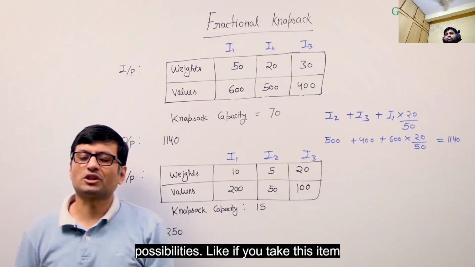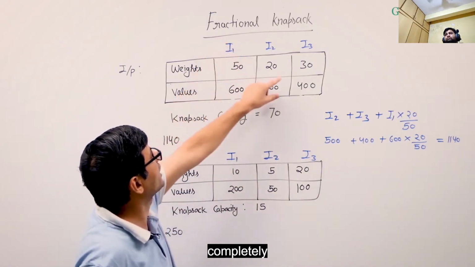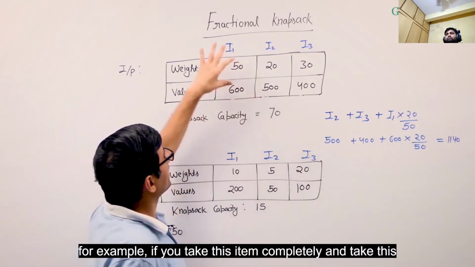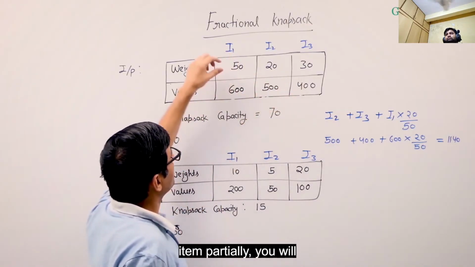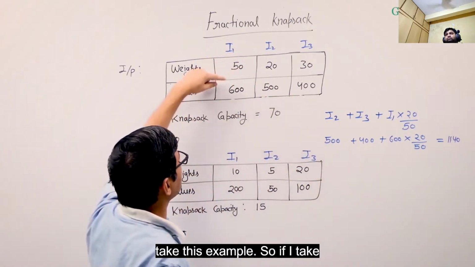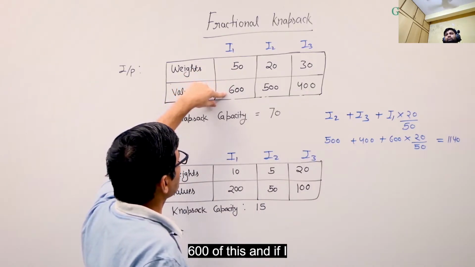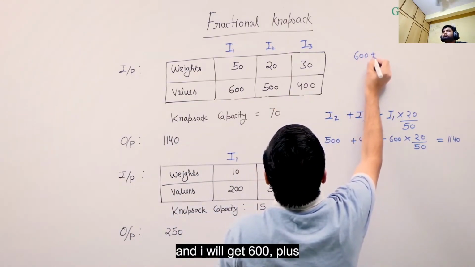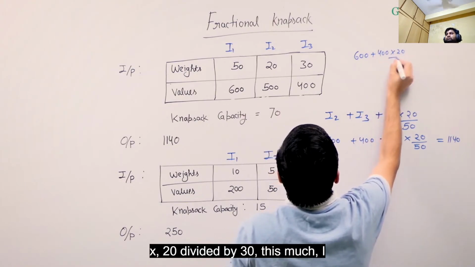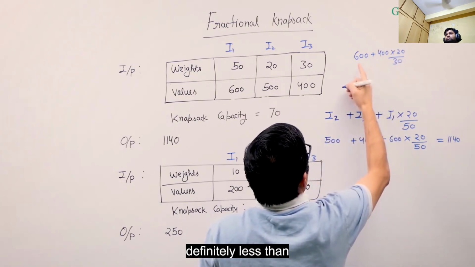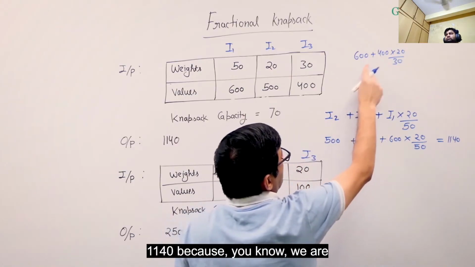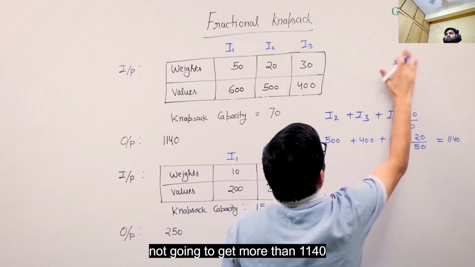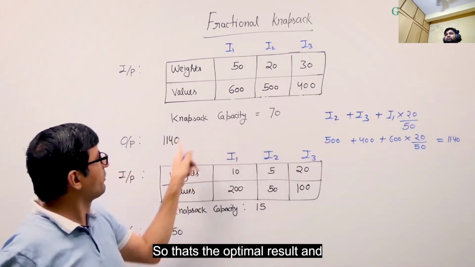You can try other possibilities, like if you take this item completely and this item completely, you get 1100, right? But 1140 is more. For example, if you take this item completely and take this item partially, you will not get more than 1140. Let's take this example. If I take 600 of this and if I take 20 of this, how much will I get? I'll get 600 plus 400 multiplied by 20 divided by 30. This is definitely less than 1140 because we are taking 400 only partially. Together 400 itself makes 1000, right? So we are not going to get more than 1140. So that's the optimal result.